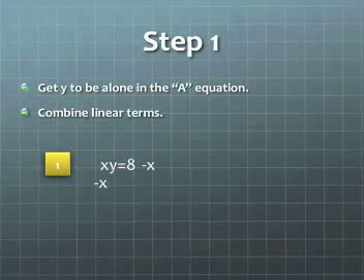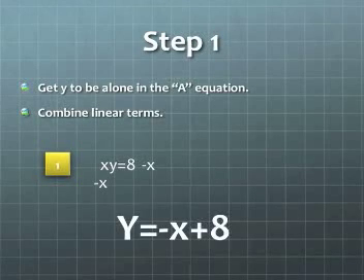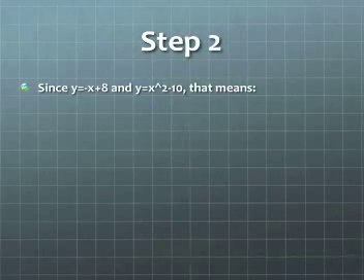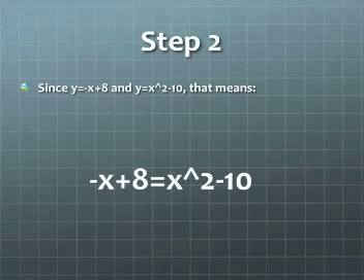So first of all, the solutions we are trying to find are the intersecting points of the two equations on a graph. To solve this algebraically, first get y alone in the A equation by moving x to the other side, subtracting it from both sides. I got y equals negative x plus 8 as a result. And since y equals negative x plus 8 and y also equals x squared subtract 10, I can conclude that negative x plus 8 equals x squared subtract 10.